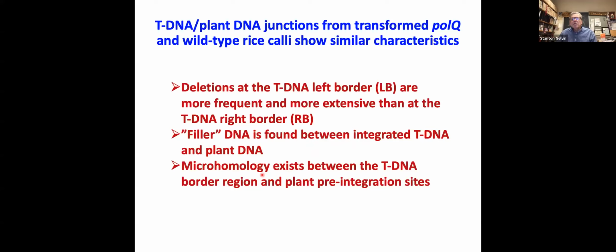And most importantly, we see the use of microhomology between the T-DNA border region and the plant pre-integration sites. Now, microhomology is supposed to be used by DNA polymerase theta, but these were DNA polymerase theta mutants, and they were still using microhomology to integrate T-DNA, which means that there must be yet some other way of using microhomology to integrate T-DNA, some way in addition to DNA polymerase theta.